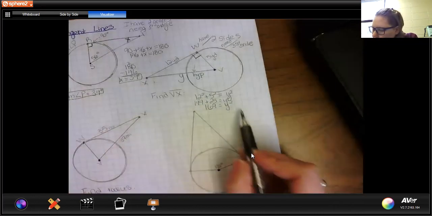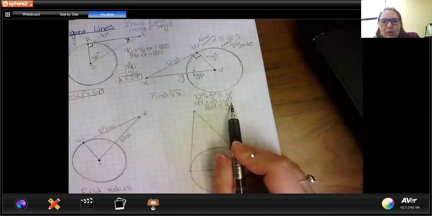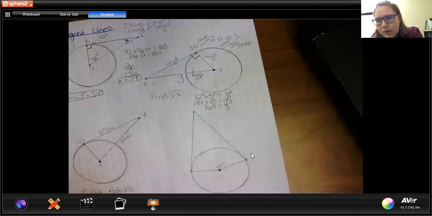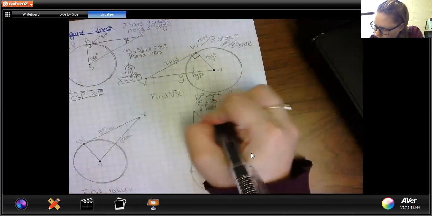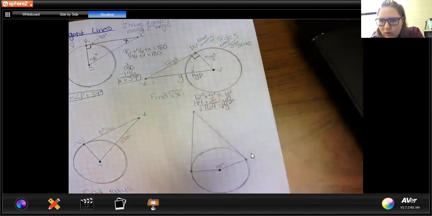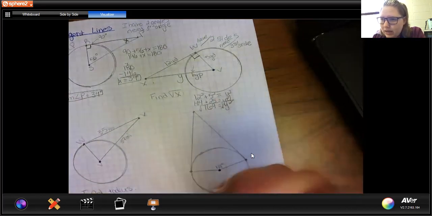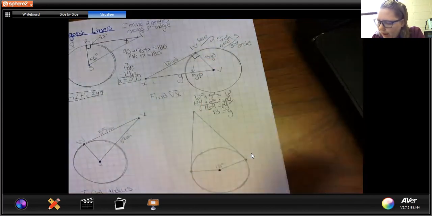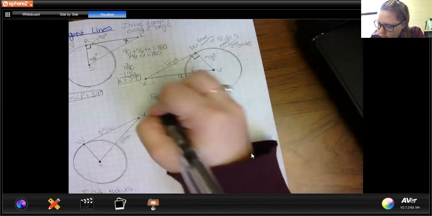So 12 squared is 144. 5 squared is 25. 144 plus 25 is 169. And then we need to get rid of the square on the y, because I just want y, I don't want y squared. So I'll do the opposite of a square, which is a square root. I will square root both sides, so the square and the square root cancel. The square root of 169 is 13. So I have my answer: Vx is 13 yards.